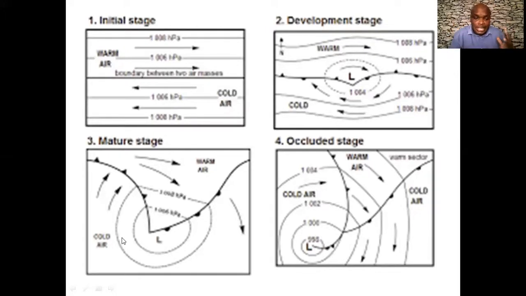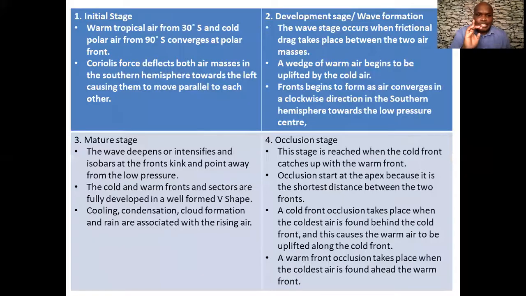Then in the mature stage, we can clearly see that the cold front and the warm front are clearly visible. We can see the cold sector and the warm sector. And both the fronts, they have formed what? A V shape. The cold front and the warm front have formed a V shape in this stage, which is the matured stage.